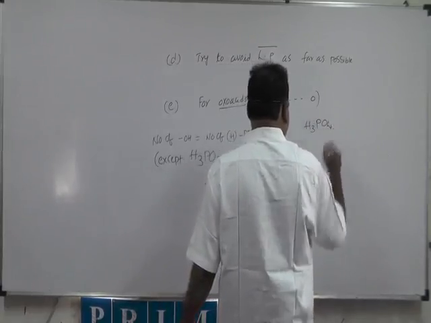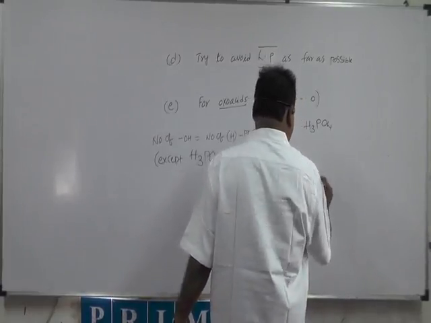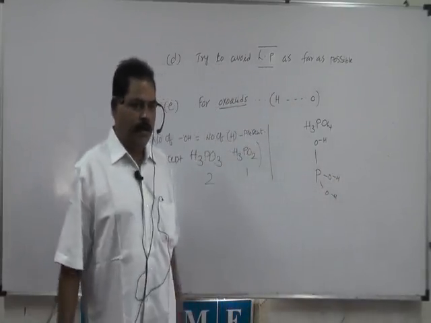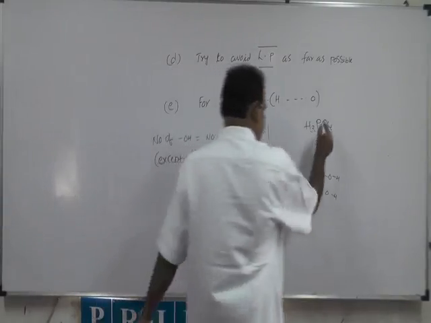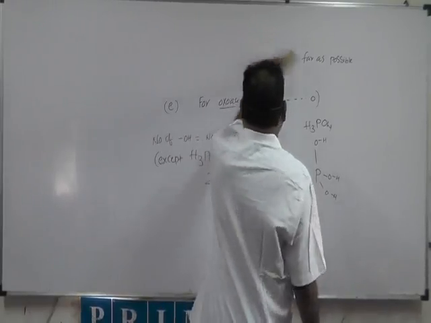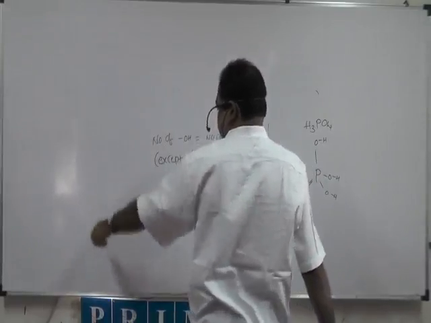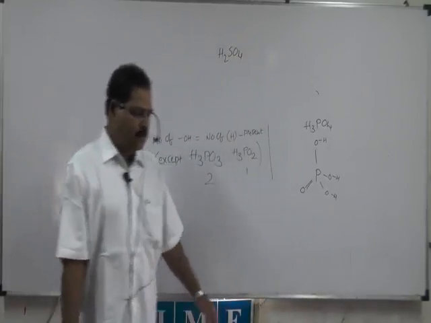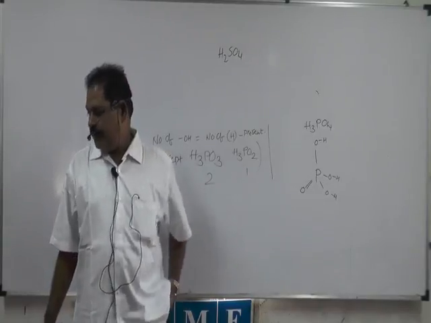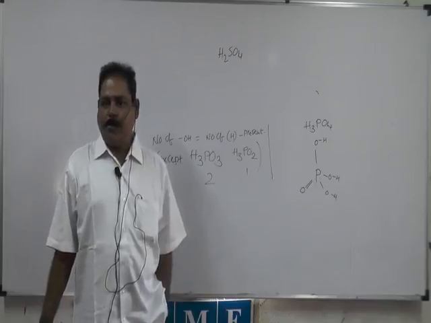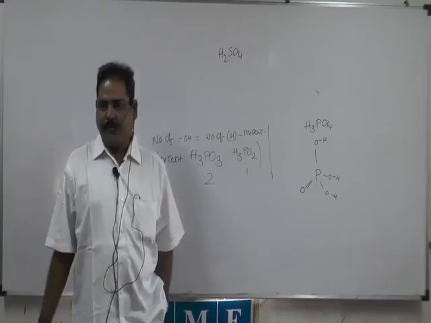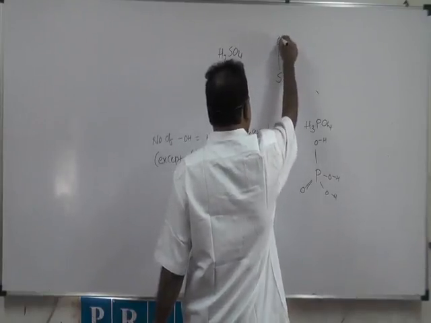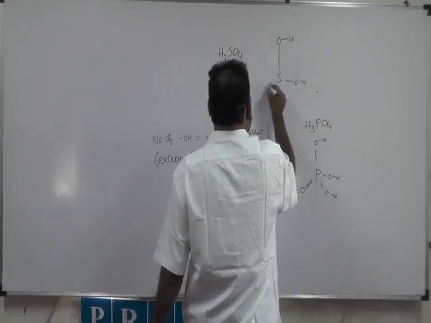H3PO4. How will you draw the structure? Phosphorus is the central atom, 3 OH. How do you know? As many as there are. And we are left with just one more oxygen, double bond O. H2SO4, please draw. One sulfur, two OH, just two OH, and double bond O, double bond O.